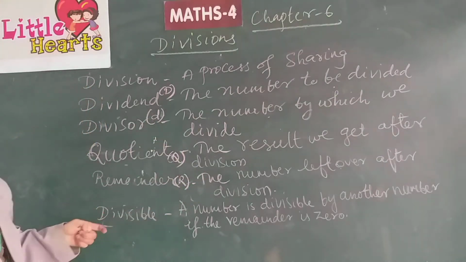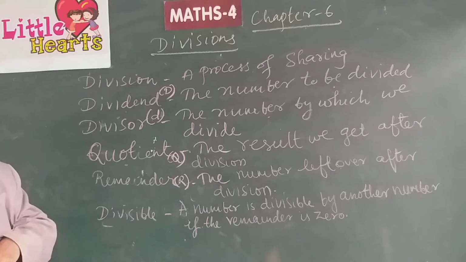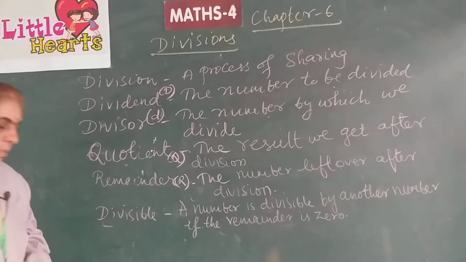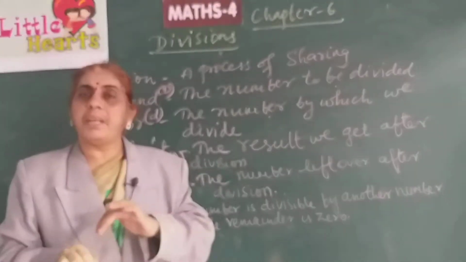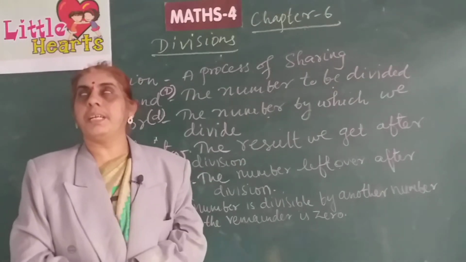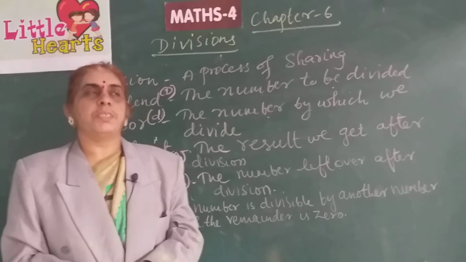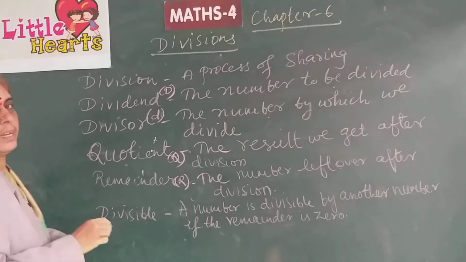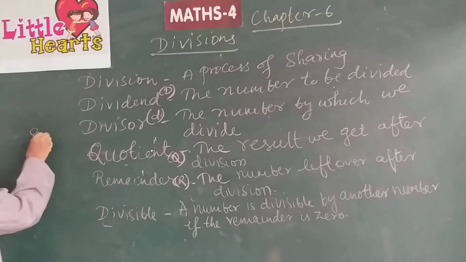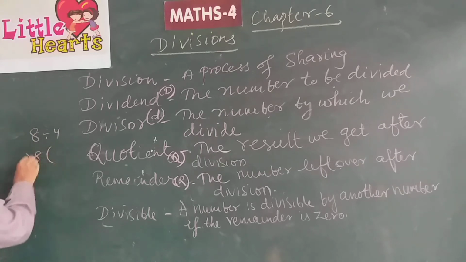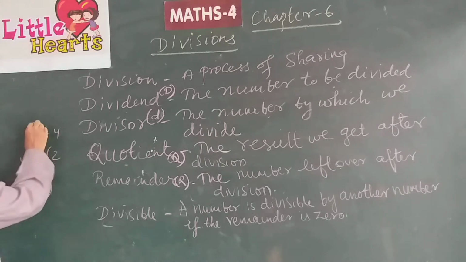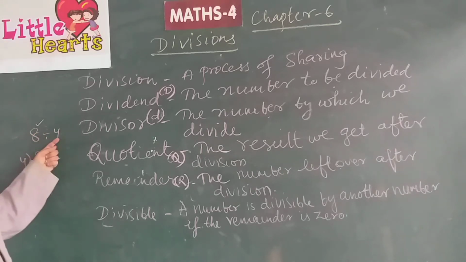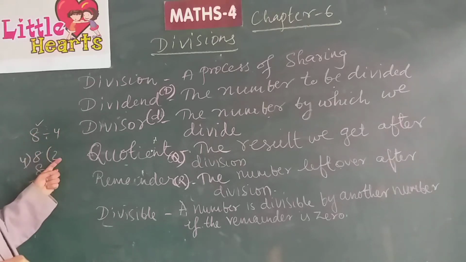And when do you say a number is divisible by another number? If a number is divisible by another number, the remainder will be 0. If the remainder is 0, then we say that the number is divisible by the other number. 8 divided by 4: 4 2s are 8. Remainder is 0. Then we say that 8 is divisible by 4.